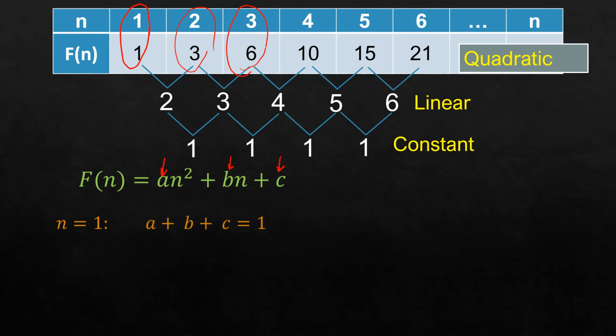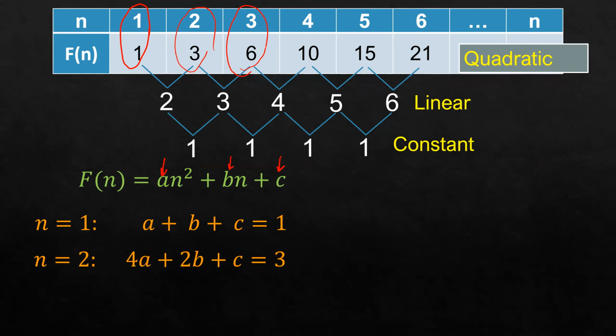So let's plug in. When n equals 1, n squared is 1, so 1a plus 1b plus c equals 1. When n is 2, you have 4a plus 2b plus c equals 3. And when n is 3, you have 9a plus 3b plus c equals 6. Now, how many of these do you have to plug in?